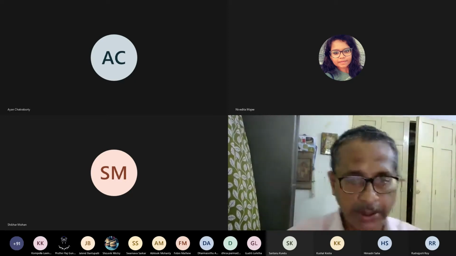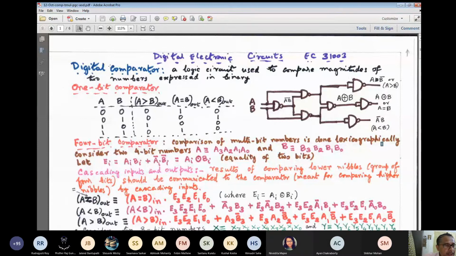Now, we have been discussing digital comparators. It's a logic circuit used to compare the magnitudes of two numbers expressed in binary. For the simplest case of comparing two one-bit numbers, we have seen this truth table. These are the input side: we have only two operands, each a one-bit variable, and on the output side we have three functions, each a function of two variables. This is how we can fill up the conditions.